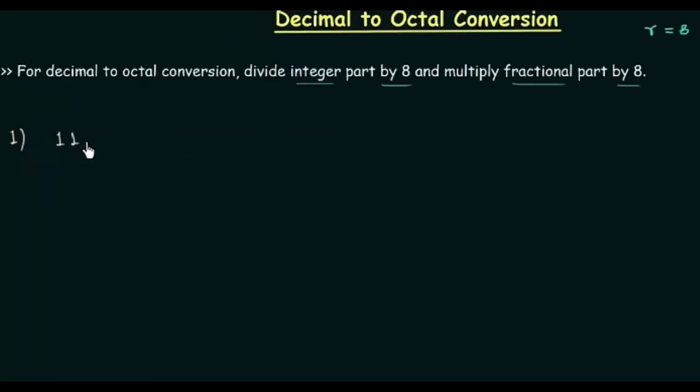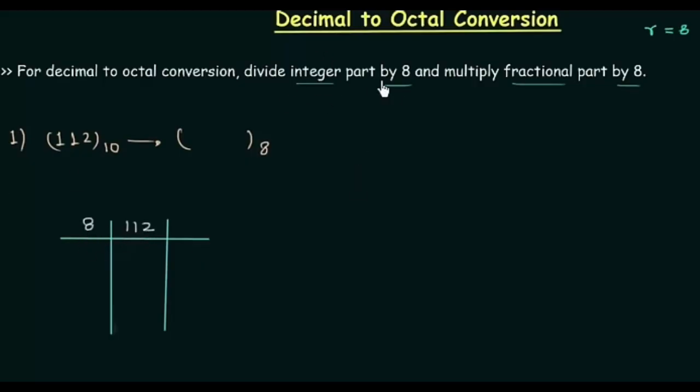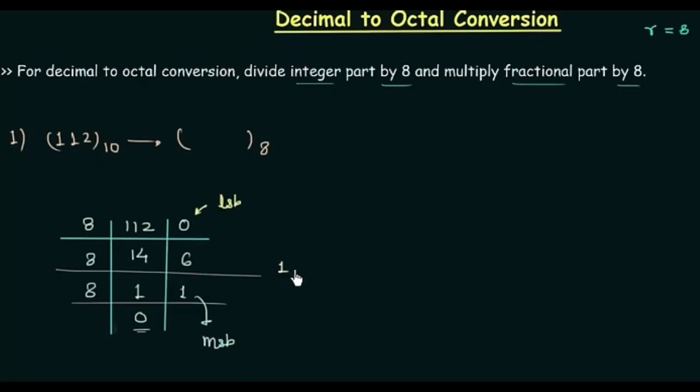The decimal number is 112. This is in decimal, and we want the octal equivalent of 112. We have to divide 112 by 8, because we have to divide the integer part by 8. And when you divide 112 by 8, the quotient is 14, and the remainder is 0. We will again divide 14 by 8 and we will stop here. This one here is the MSB and this 0 here is the LSB. So the number is 160. We have to start from the bottom and go up, right? So 160 is the octal number which represents 112 in decimal. 160. This is the answer.